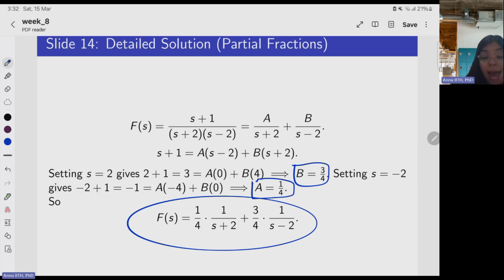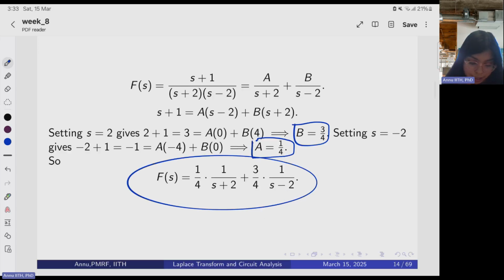Did anyone verify? I want f(t) from this expression. It's very, very simple. So waiting for the comments. So it is very simple. It is 1 by 4 e to the power minus 2t u(t) plus 3 by 4 e to the power 2t u(t). So it is minus 2t and it is also plus 2t. Okay, so let us see.